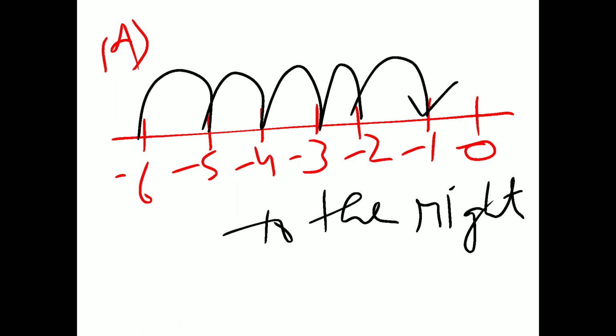So I hope you understand. And keep one thing more in mind, that the number which is greater will always come on the right and the smaller numbers always come on the left. Clear? So I hope you understand.